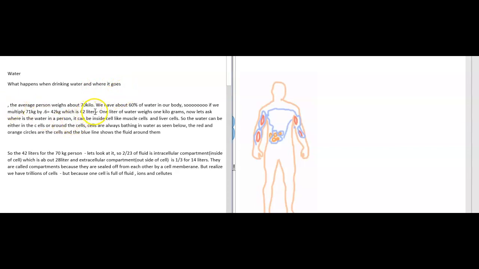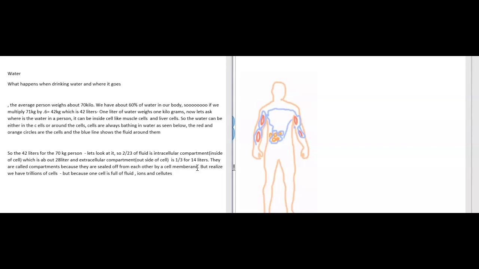So on average, a person weighs about 70 kilograms. So we have about 60% of water in our body. So if we multiply the 70 kilograms by 0.6, that equals 42, which is about 42 liters. So 1 liter of water weighs about 1 kilogram.